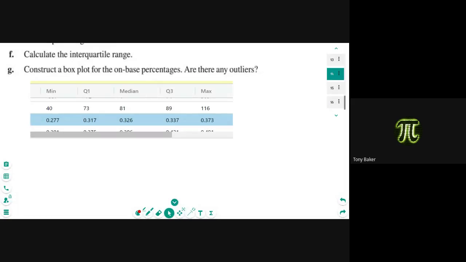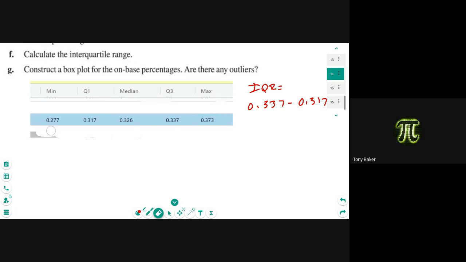So what's my interquartile range? So I'm doing 0.337 minus 0.317, right? Because we're looking at the blue. So what do we get? That's my interquartile range? Yes? No?